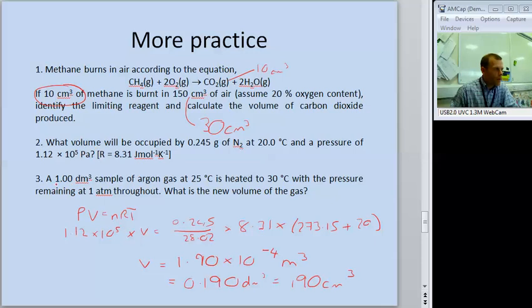Right, last question. 1 decimeter cubed of gas. So this is a combined gas law question. P1, V1, so the initial set of conditions, it's at 1 atmosphere, the volume is 1, temperature must be in Kelvin, so that's going to be 298, is equal to the second set of conditions. We don't know the new volume, the pressure is still 1, and the new temperature is going to be 303. And if I solve that for the new volume, the answer comes out to be 1.02 decimeters cubed.